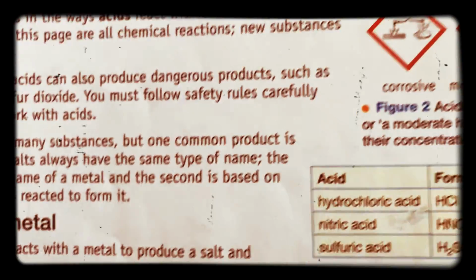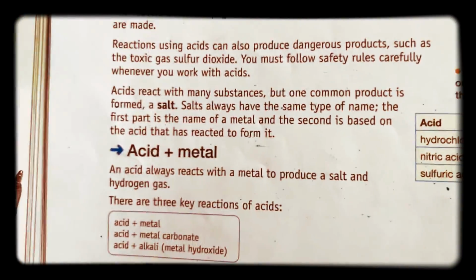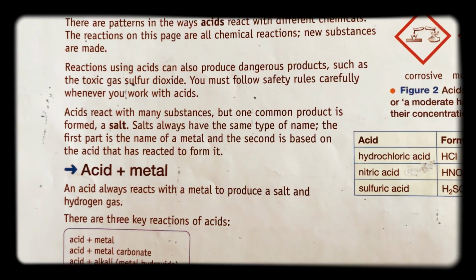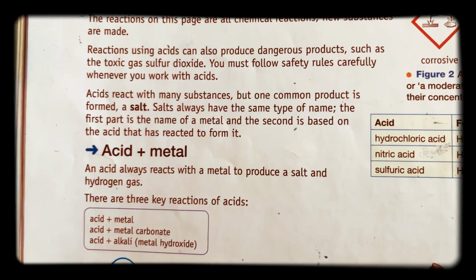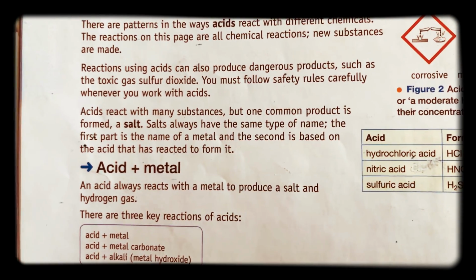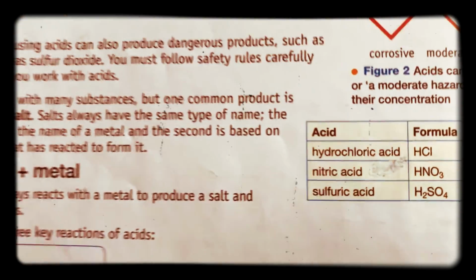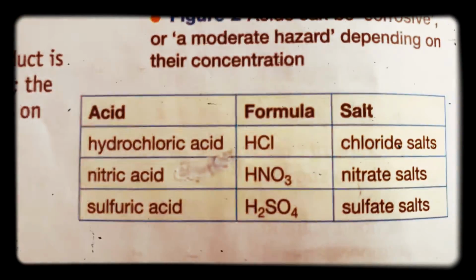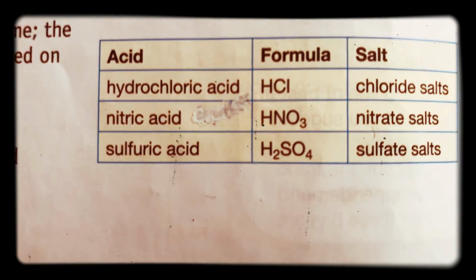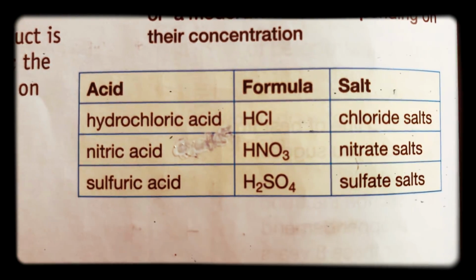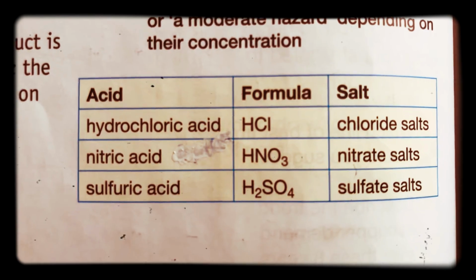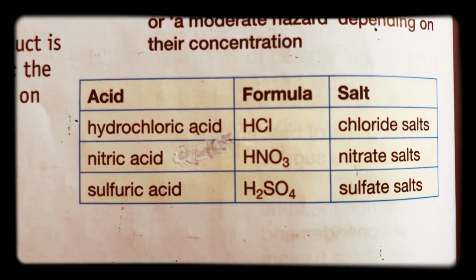There are patterns in the way that acids react with different metals, different carbonates and different alkalis. So with different chemicals, first of all, we need to make sure that we're very, very clear on three very important and very common acids that are there at key stage 3.